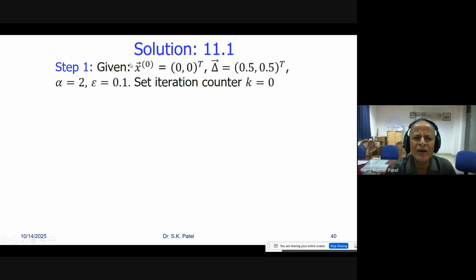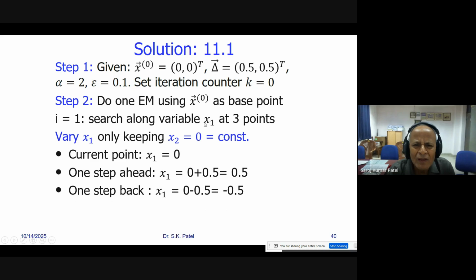So let us start from the current point. There is 0, 0. x0 means current point. At the 0th iteration, you are at 0, 0. So here 0 we are putting at the top, means it is 0th iterations. And the step vector is 0.5, 0.5. Step reduction factor alpha is 2, and desired accuracy is 0.1. Iteration counter k is equal to 0. Let us do first one.